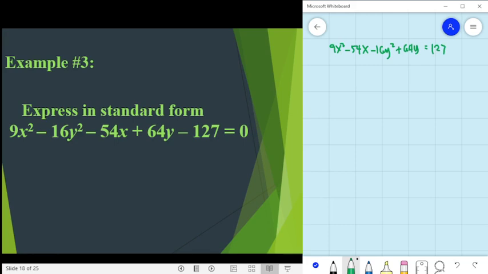Okay. After that, we are going to factor the common factor, and then immediately complete the square. So notice that 9 and negative 54 have a common factor of 9. So 9 quantity x squared minus 6x.